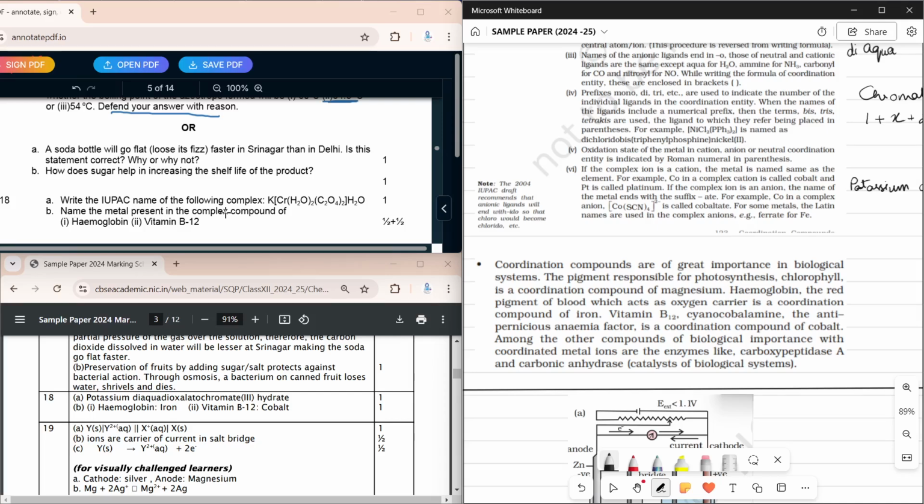So the next question: name the metal present in the complex compound of hemoglobin and vitamin B12. So this is under the importance and applications of coordination compounds. One of them is about the importance of coordination compounds in biological systems. So you have hemoglobin, which is a compound of iron. So iron is going to be the metal present. So this is Fe. And for B12, cyanocobalamin, the coordination compound of cobalt. So Co.